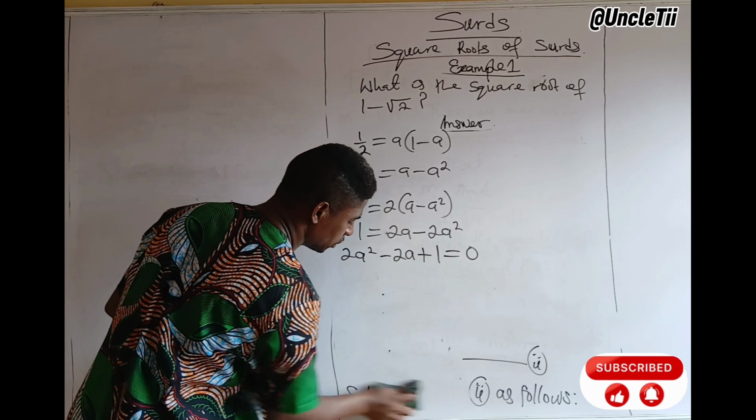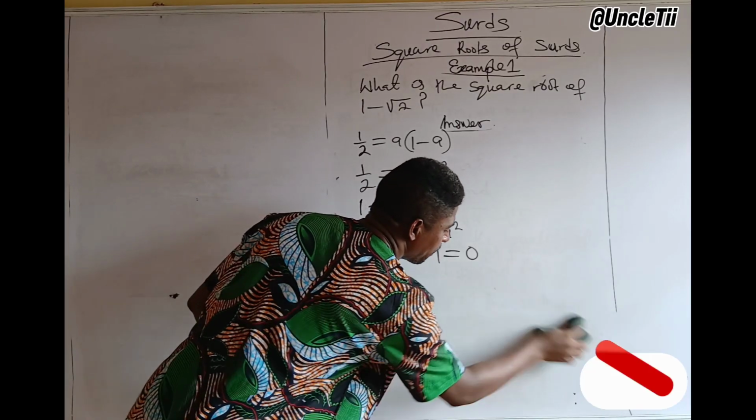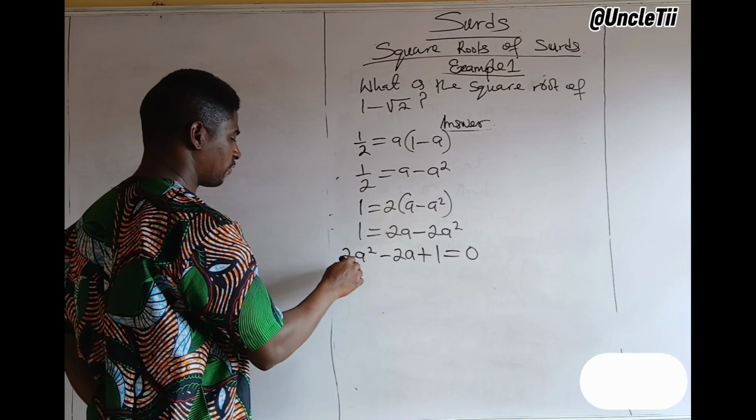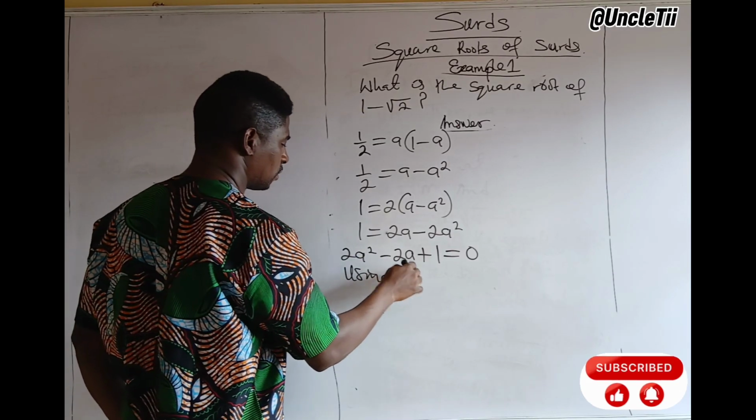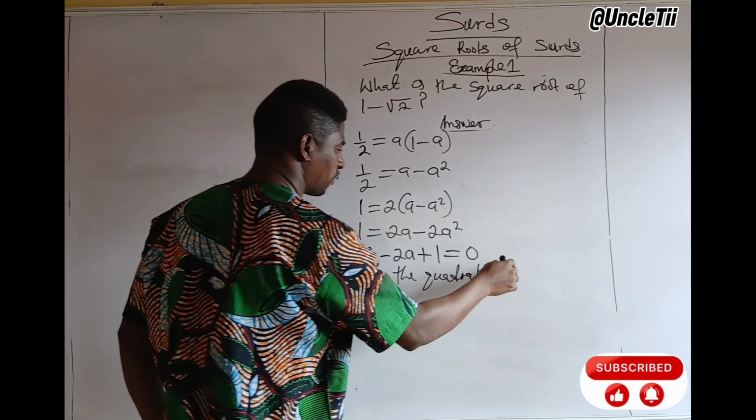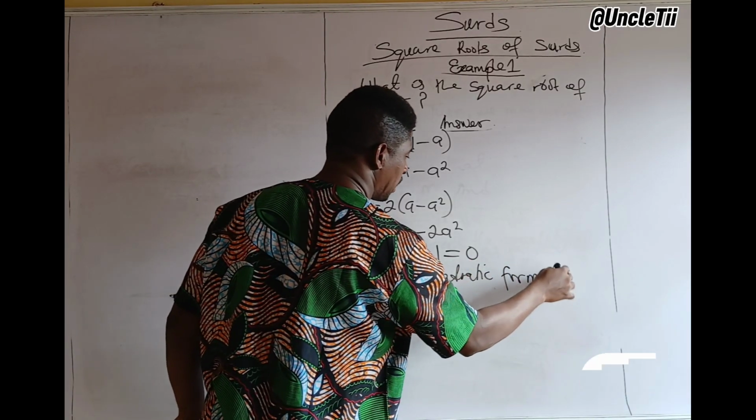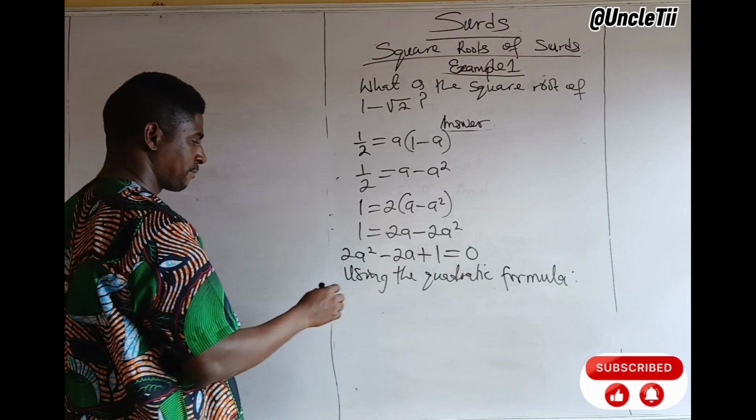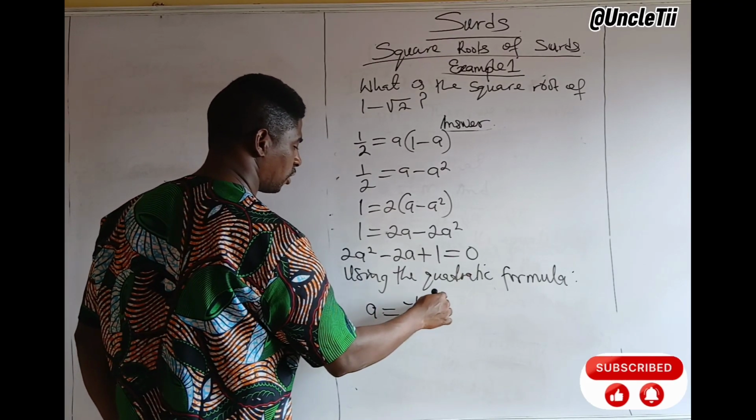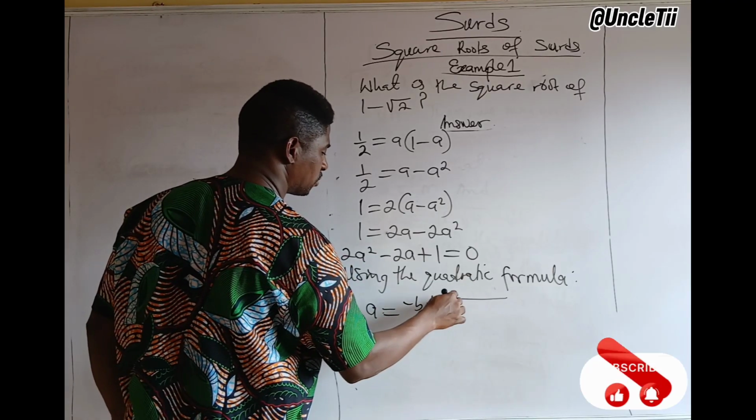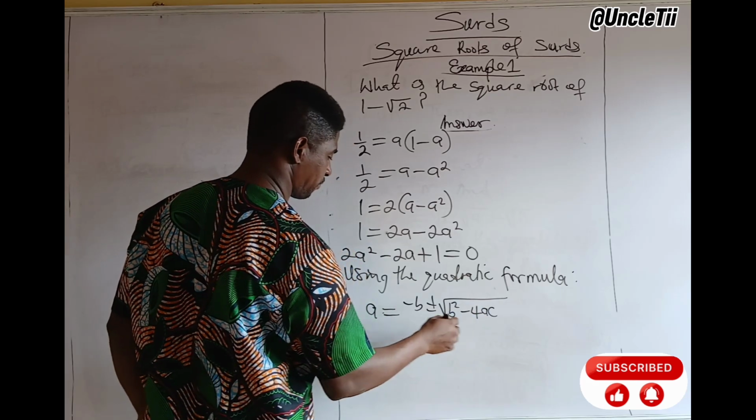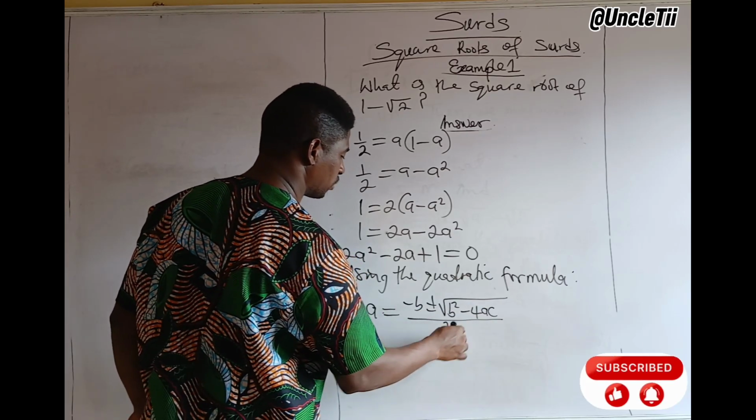Then we can solve it using the quadratic formula. So we have, using the quadratic formula, otherwise called almighty formula, A that we are looking for will be minus B plus minus square root of B squared minus 4AC, everything divided by 2A.